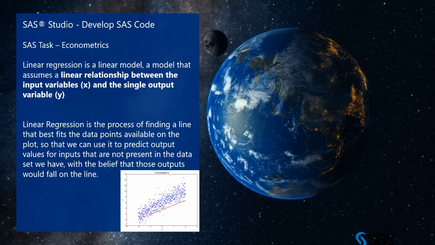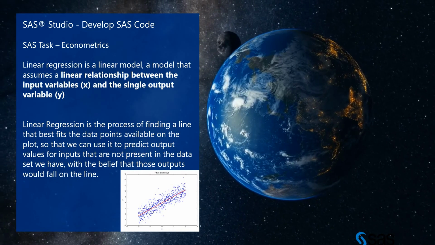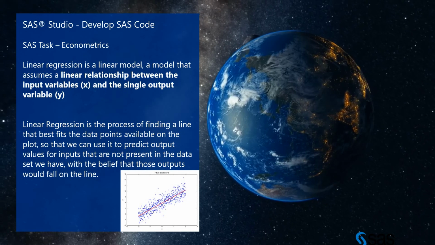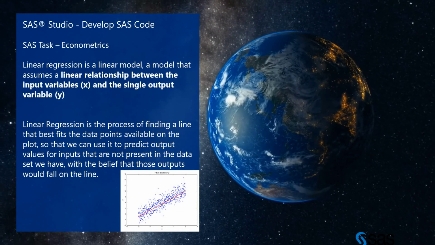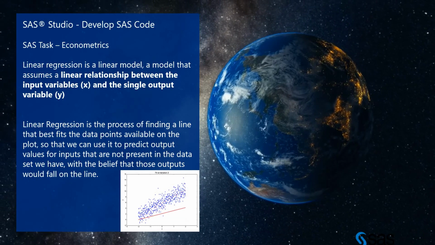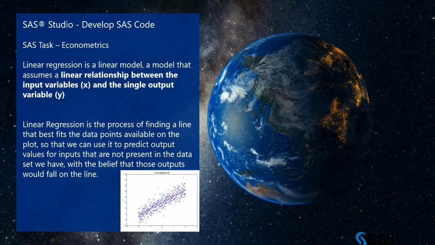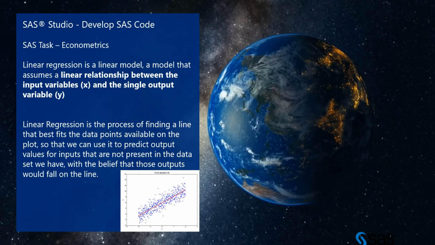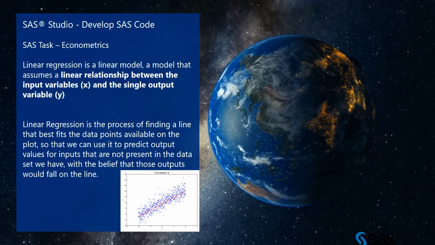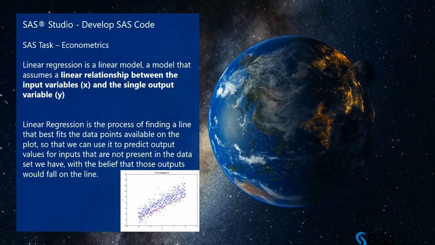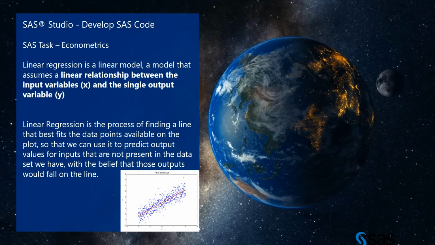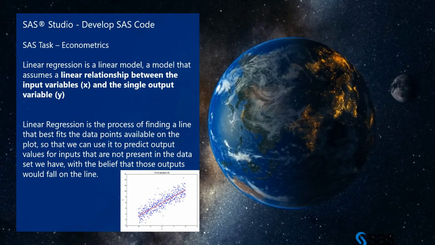Linear regression is a linear model that assumes a relationship between the input variable x and a single output variable y. Linear regression shows the relationship between the two variables. Let's suppose we have the x and the y variable, with one dependent variable and one independent variable. With linear regression we will see the relationship between both variables.